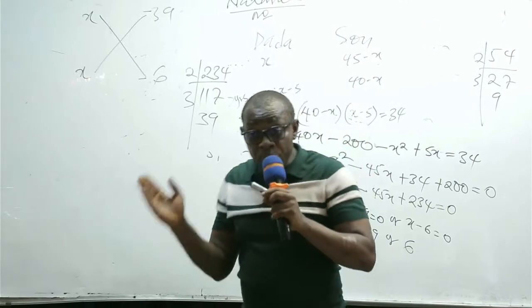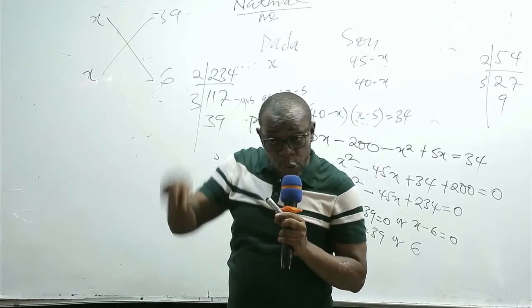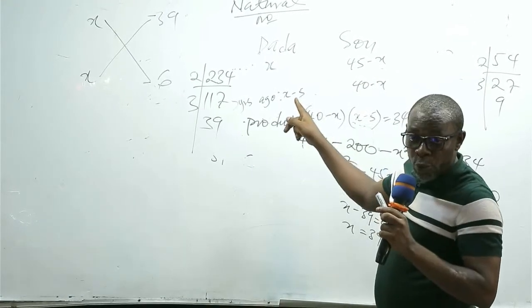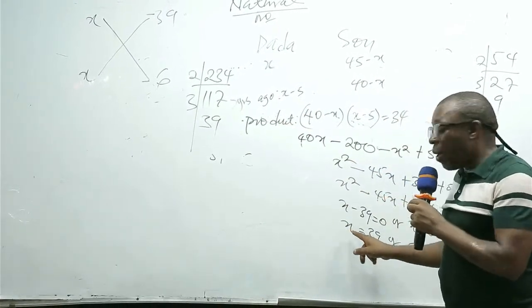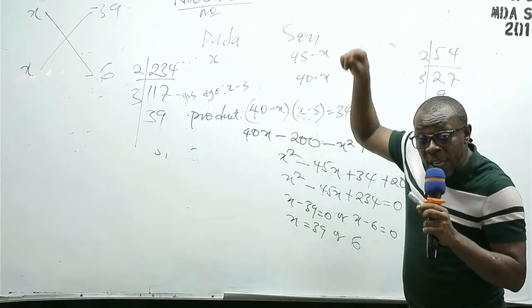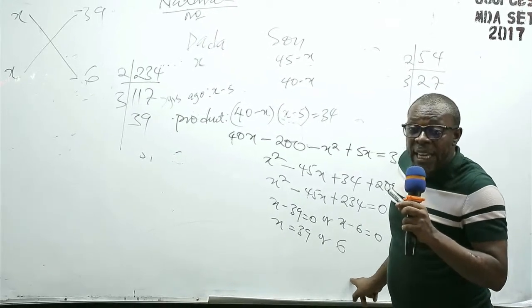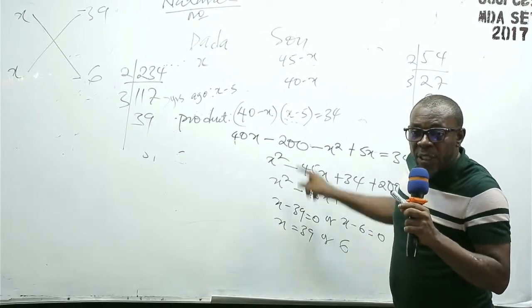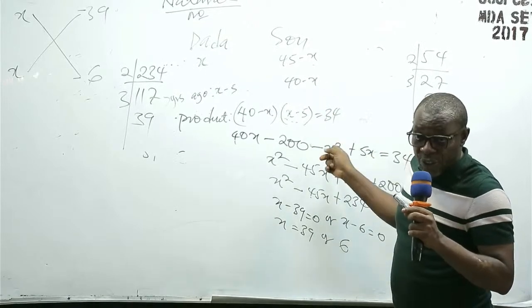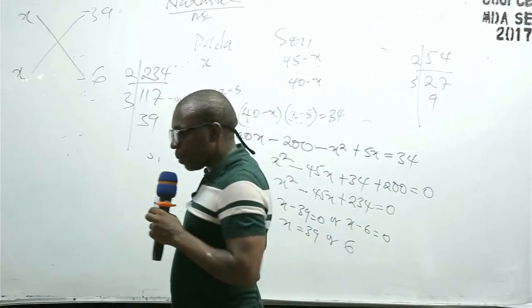We can solve it either way, when we are actually solving. It's just for you to conclude. So with this now, you see that your x can only be what? 39. But if you go the other way, your x will be what? 6. Then Dada's age will now be what? 45 minus 6. Is it understood? Next question.